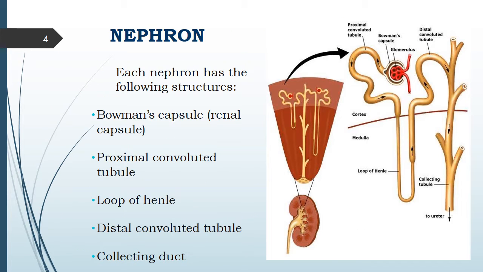To fully understand the function of the kidney, the function of the nephron must be studied. So we have to go through the physiology of the nephron. Each nephron has the following structures: the Bowman's capsule, otherwise known as the renal capsule, the proximal convoluted tubule, the loop of Henle, that is the ascending and descending loop of Henle, the distal convoluted tubule and the collecting duct. The nephron is the functional unit found within the kidneys, and each kidney is made up of millions of microscopic nephrons, each with a rich blood supply.